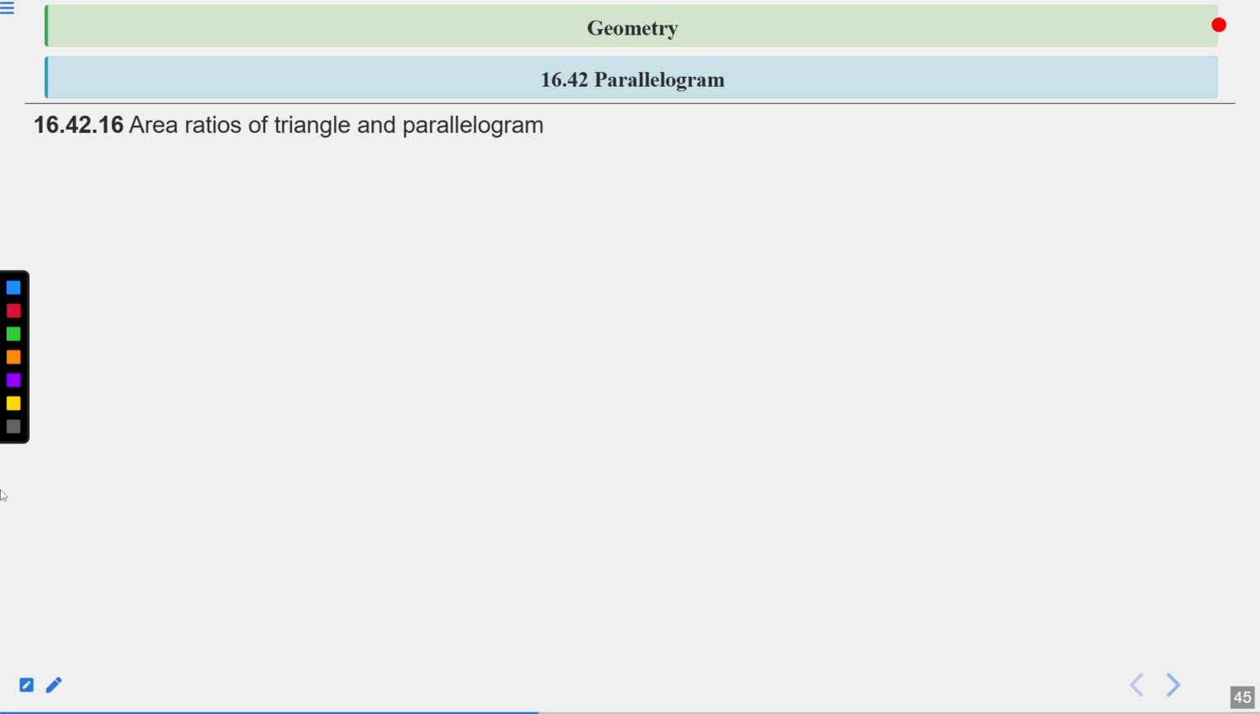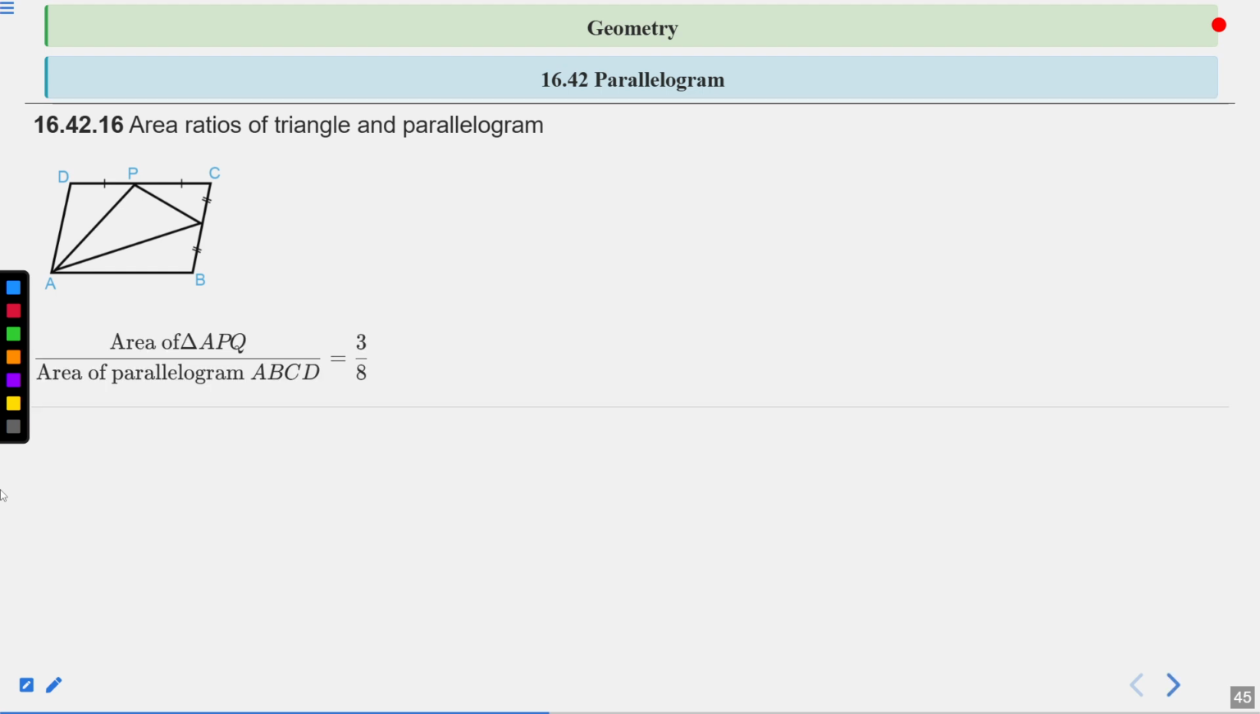Next, the area ratio of triangle and parallelogram. So this is the diagram. Now the ratio of the area of triangle APQ to the area of parallelogram ABCD is equal to 3 by 8.